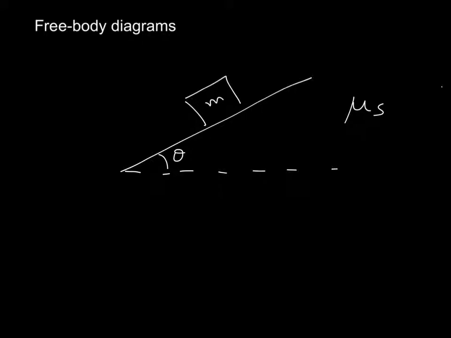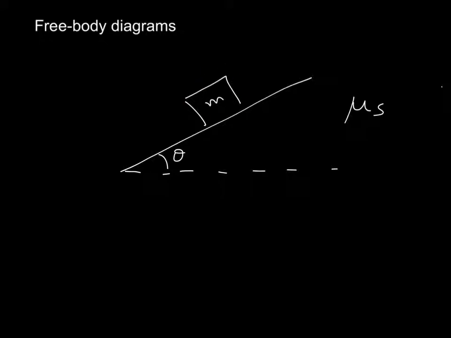Well, the first thing that I do is I use something called a free body diagram. And the idea of a free body diagram is just thinking, okay, which body am I interested in? What's the body that moves and receives the forces? Well, obviously this guy here, the box, because the slope is not going to move. So this is my free body.